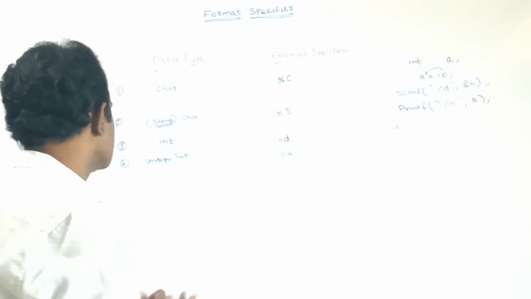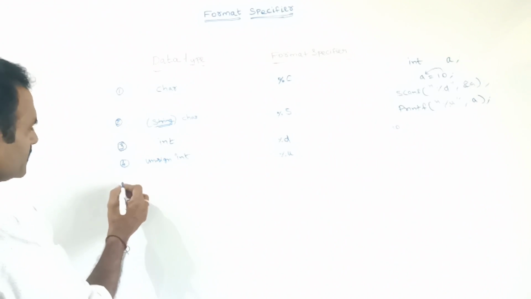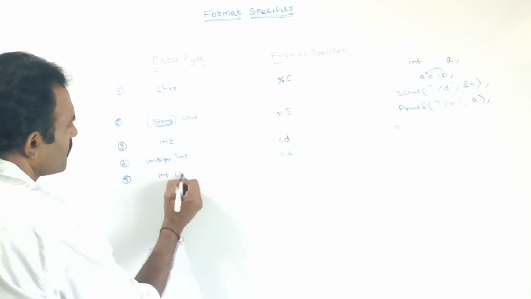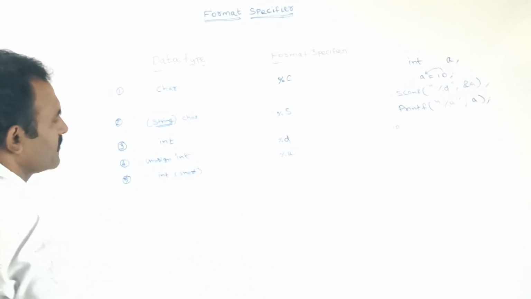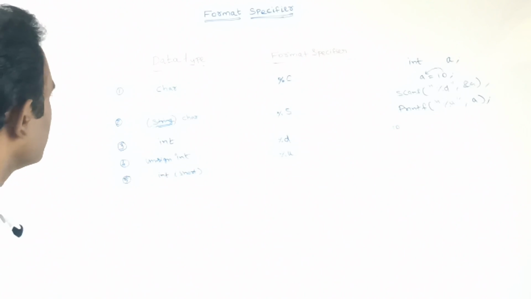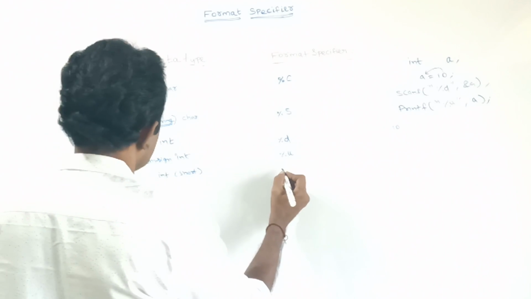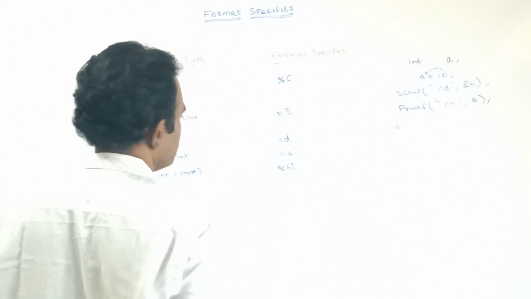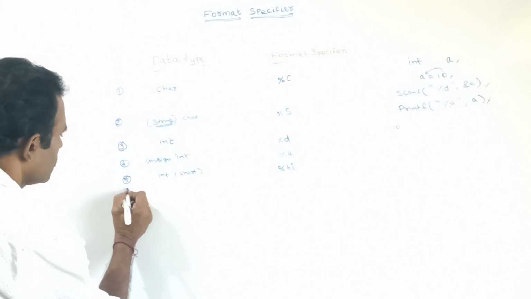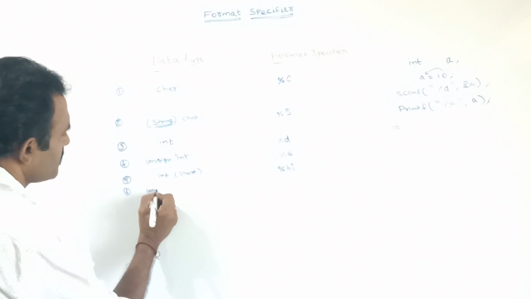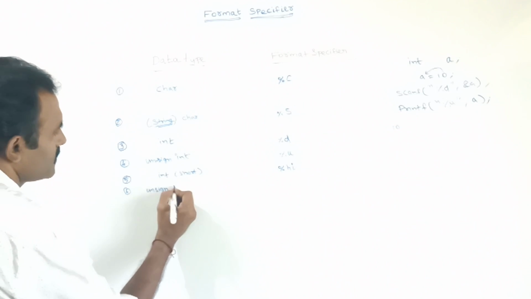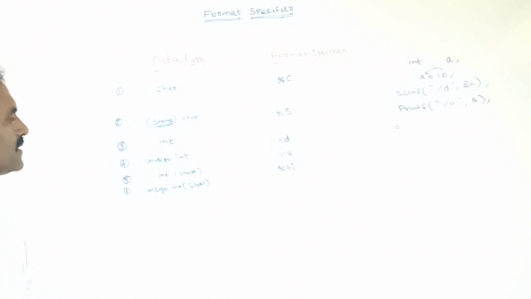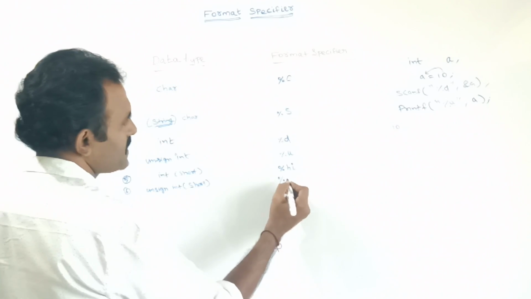Next, let us see about the short integer. Here for signed short integer we can use the format specifier percentage %hi. Next, unsigned short integer. For unsigned short integer we can use the format specifier %hu.